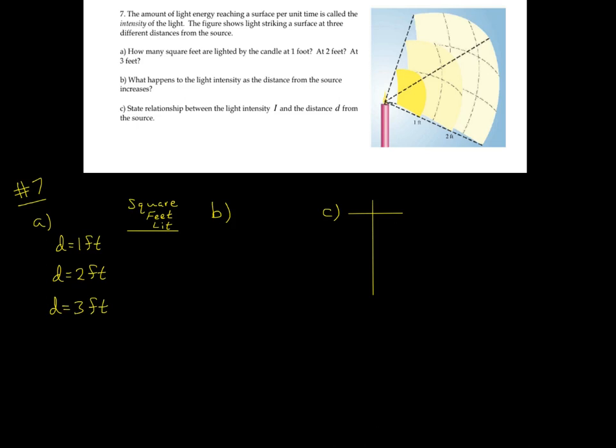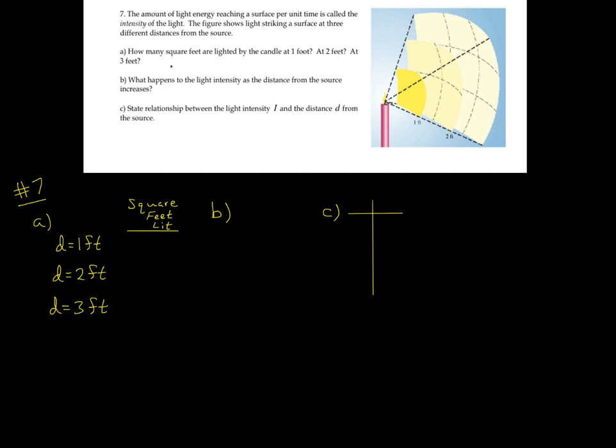Alright, in this last video in section 11.3, we're going to look at question number 7. This problem says that the amount of light energy reaching a surface per unit time is called the intensity of the light. The figure shows light striking a surface at 3 different distances from the source. So we have some light source here, maybe a candle, and light is emanating out. And in part A it says how many square feet are lighted by the candle at 1 foot.